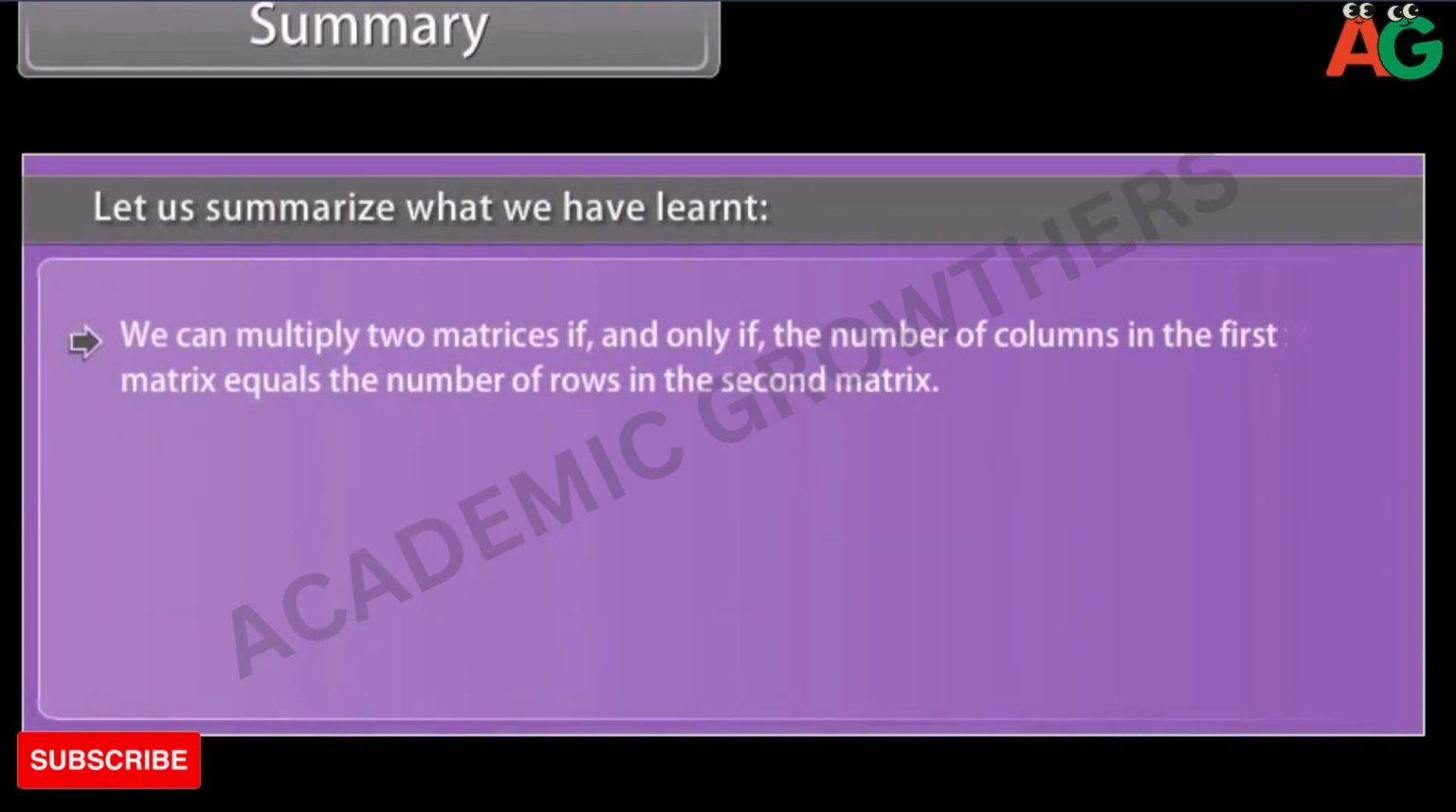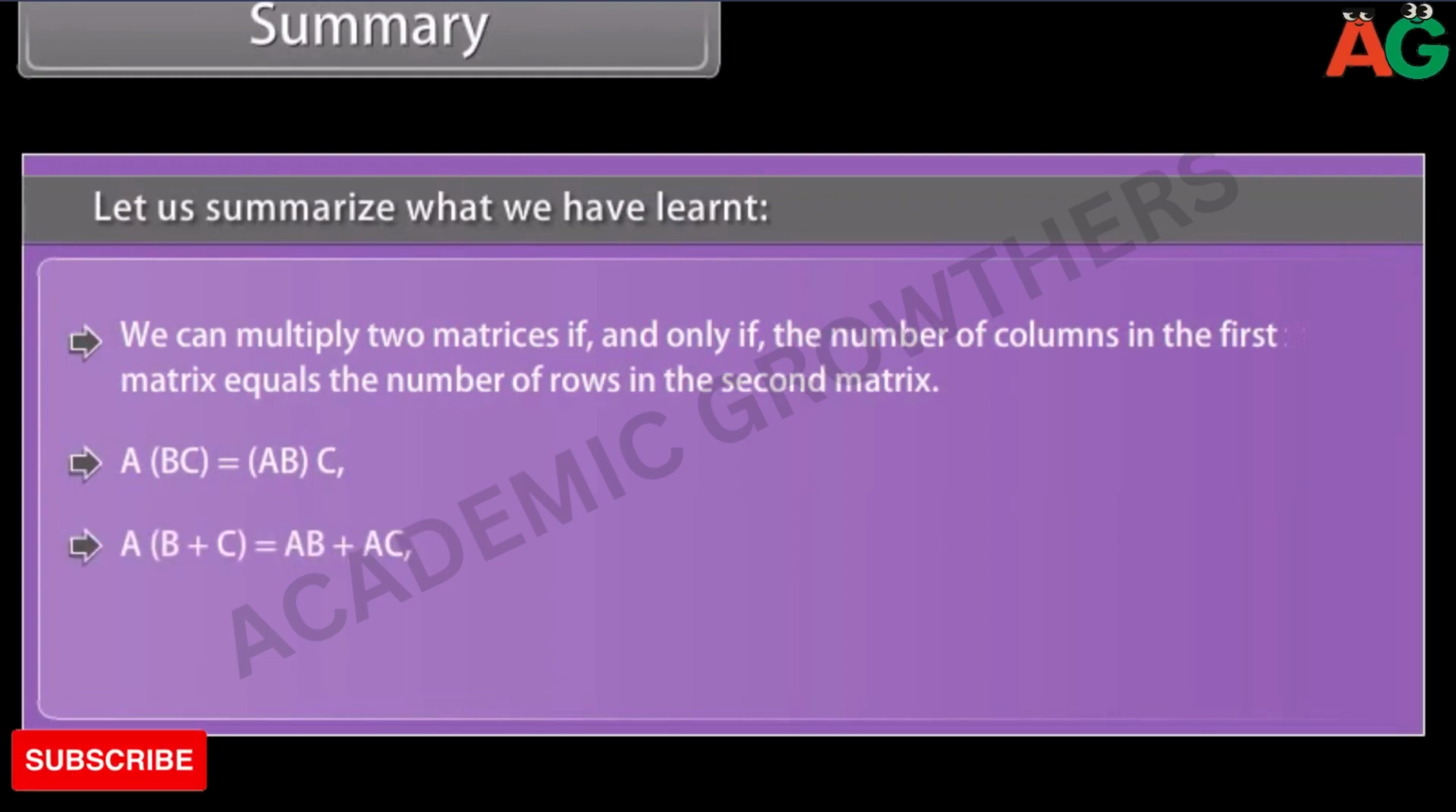We can multiply two matrices if and only if the number of columns in the first matrix equals the number of rows in the second matrix. A into BC is equal to AB into C. A into (B plus C) is equal to A into B plus A into C. (A plus B) into C is equal to A into C plus B into C.